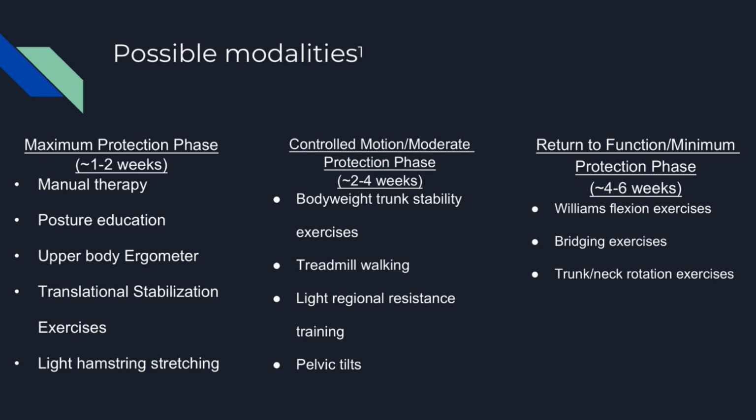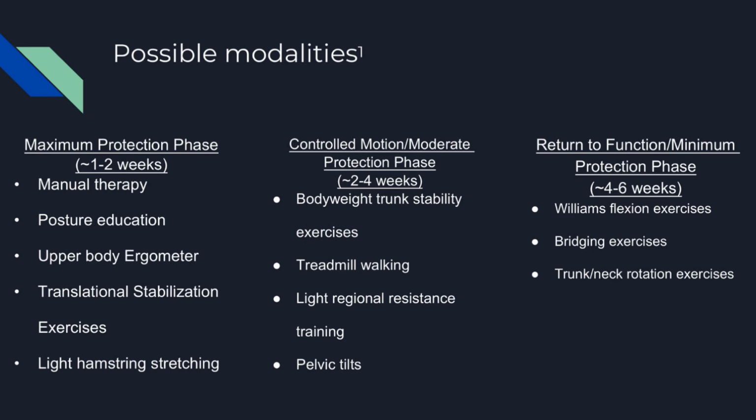For the controlled motion and moderate protection phase, the next 2 to 4 weeks, doing those pelvic tilts, progressing into that, doing body weight trunk stability exercises. Treadmill walking was something that Dutton highlighted particularly for this disorder. Light regional resistance training just around the areas to strengthen. And then the return to function and minimum protection phase.